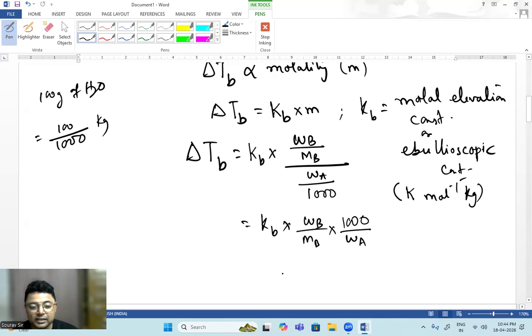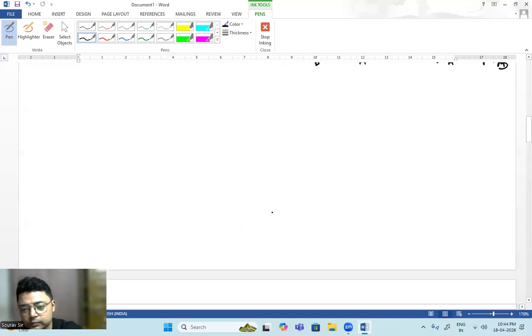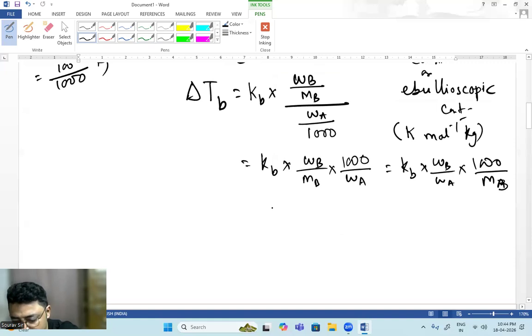You can also write it in a fashion as given in Moore's book, WB by WA times 1000 by MB, sorry, MB, not MA. But it's not required. You don't have to memorize anything, you just have to learn the logic. Just follow.